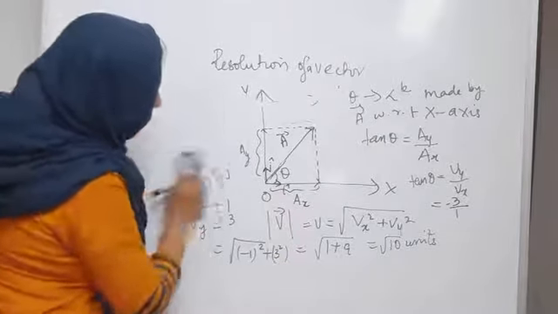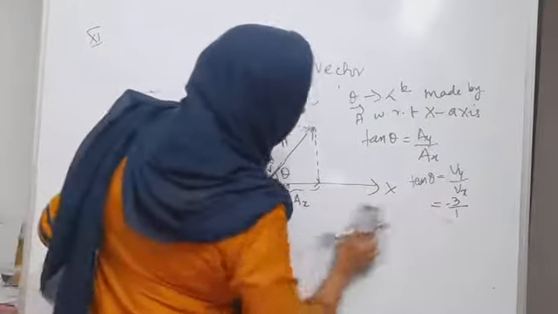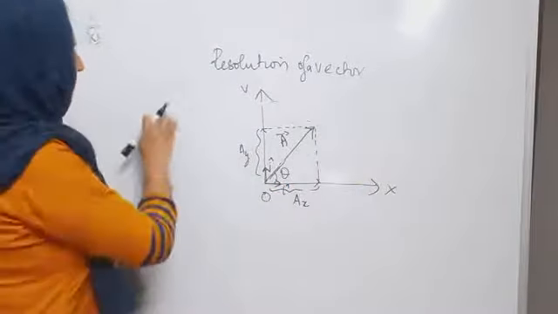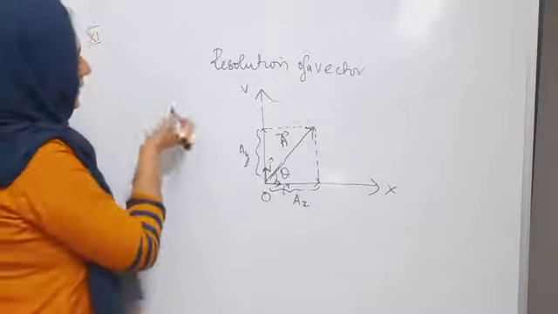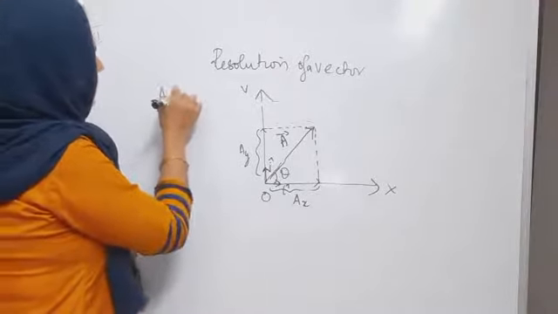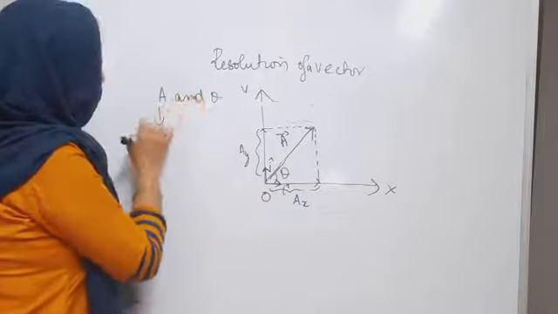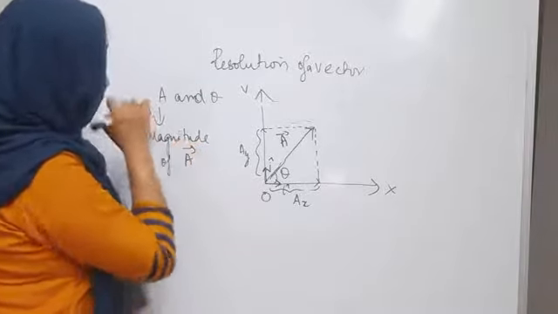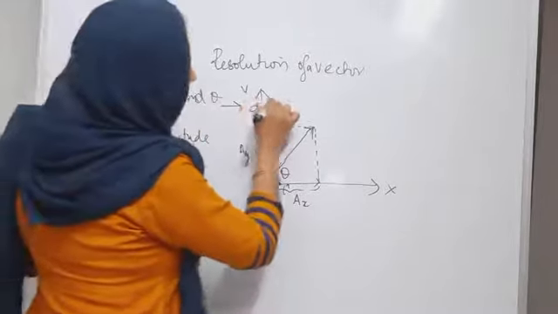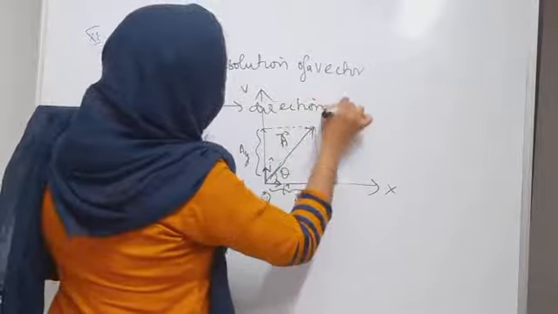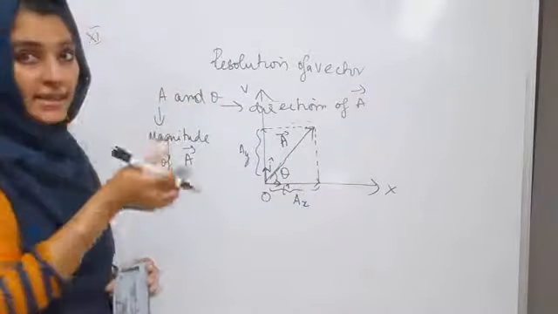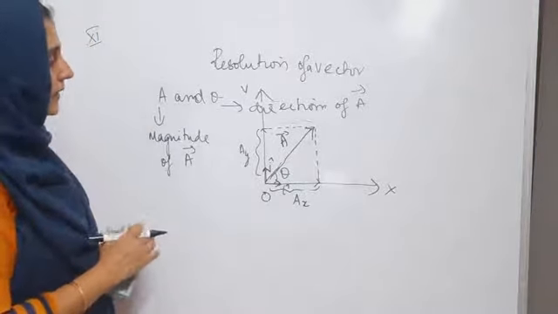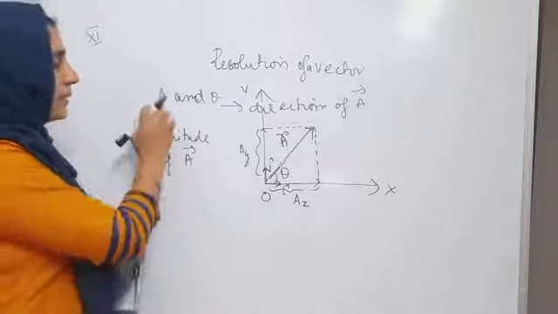Now there is another method. Suppose the converse is given. What is the converse? That is the opposite of this. You are given a and theta. What is a? Just the converse of this, the magnitude of vector a, and theta, the direction of a. How will you find out ax and ay? So the converse is also possible. That is how to find out ax and ay from a and theta.